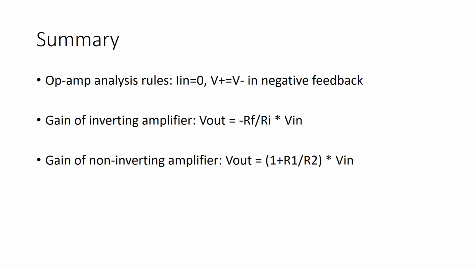So in summary, there are two big important op-amp analysis rules. Those are that I in is equal to 0, and in negative feedback, V+ is equal to V-. The gain of an inverting amplifier is negative Rf over Ri, and the gain of a non-inverting amplifier is equal to 1 plus R1 over R2. Inverting and non-inverting amplifiers are common enough that it's probably worth memorizing those gain formulas. But even though you have those formulas memorized, the main goal of this video was to familiarize you with how to analyze an op-amp and give you a little bit of practice doing so.